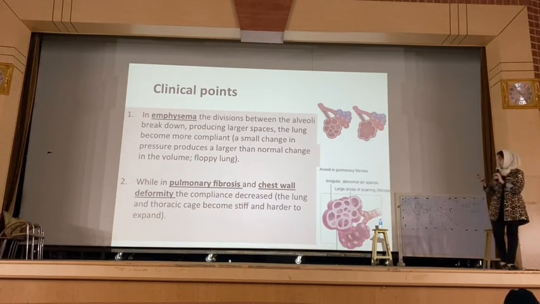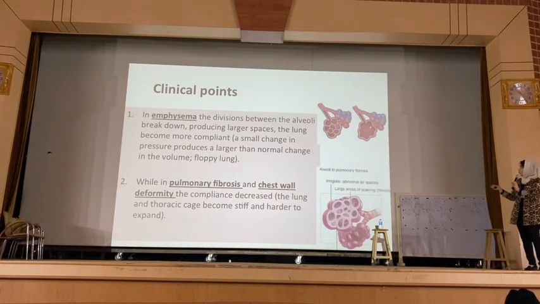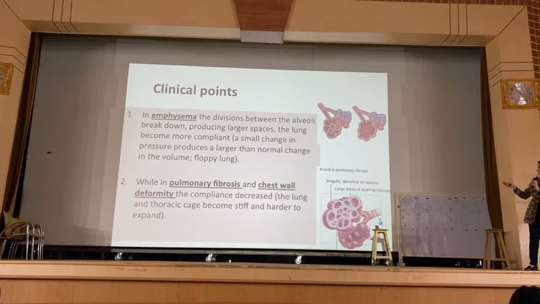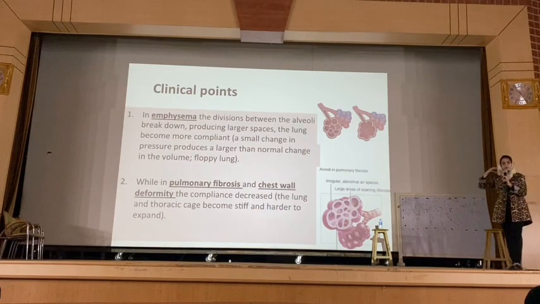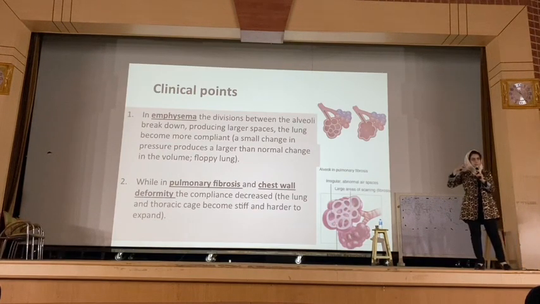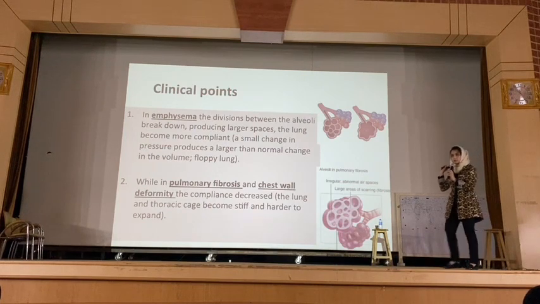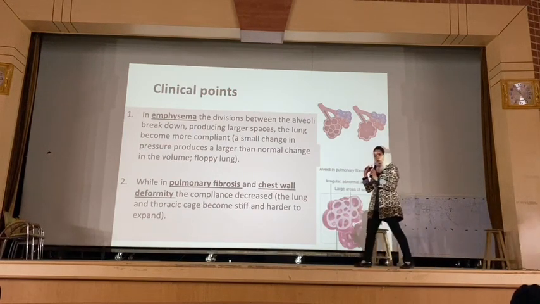The alveolar wall will be destroyed. This is an acinus, and these are acini. There are several alveoli supplied by the same terminal bronchiole. The wall between alveoli will be destroyed, so there will be formation of a larger space. This makes the lung become more compliant.